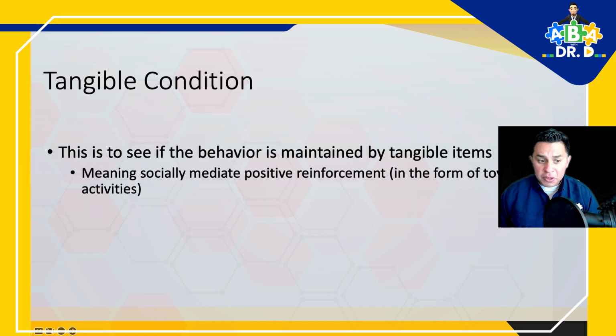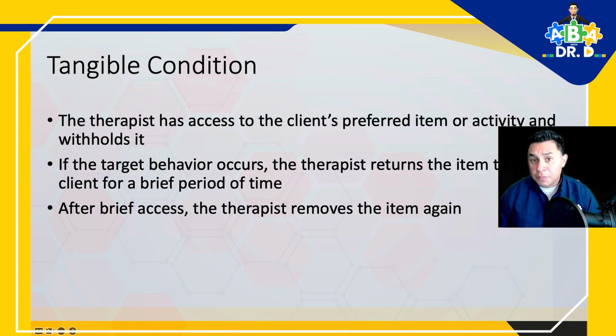For the tangible condition, we want to see whether the behavior is maintained by tangible items, such as objects, toys, activities, or foods, for example. So we want to see if it's socially mediated positive reinforcement. Here, the therapist or implementer has access to the client's preferred item or activity and withholds it. If the target behavior occurs, the therapist returns the item to the client for a brief period of time, and after brief access, the therapist removes the item again.